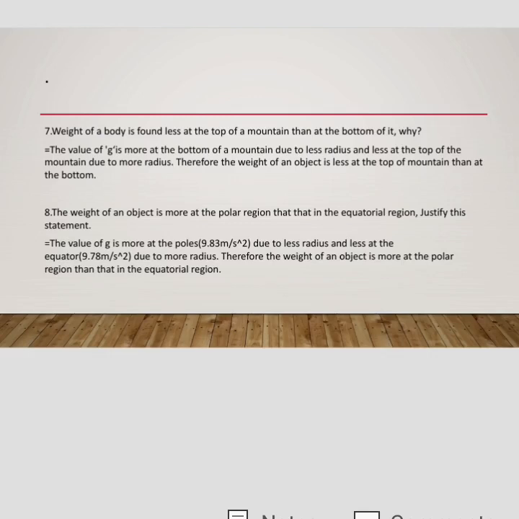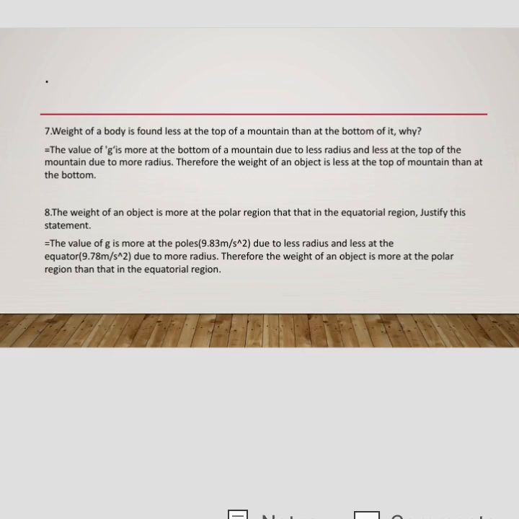Now question number 7. Weight of a body is found less at the top of a mountain than at the bottom of it. Why? The value of g is more at the bottom of the mountain due to less radius, and its value is less at the top of the mountain due to more radius. Therefore, the weight of an object is less at the top of the mountain than at the bottom.